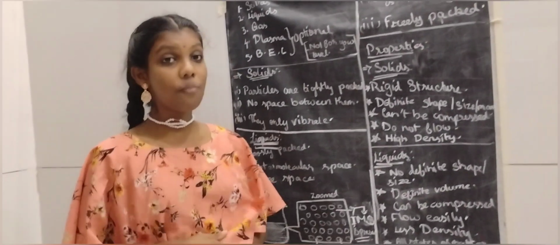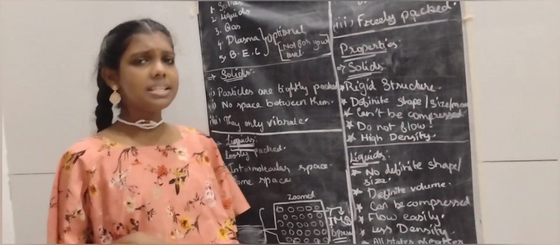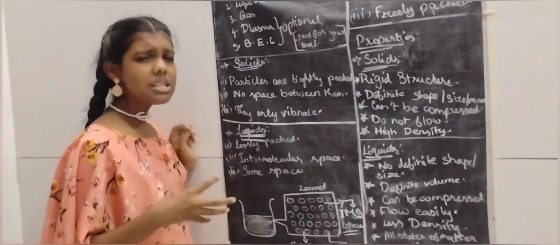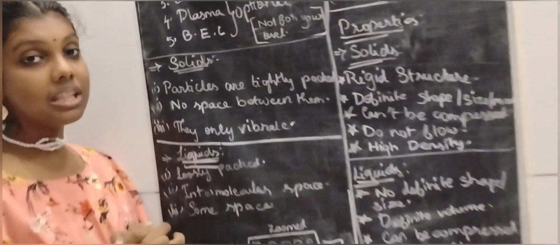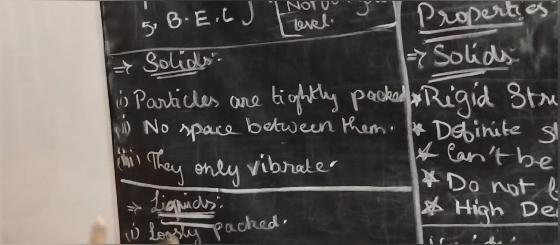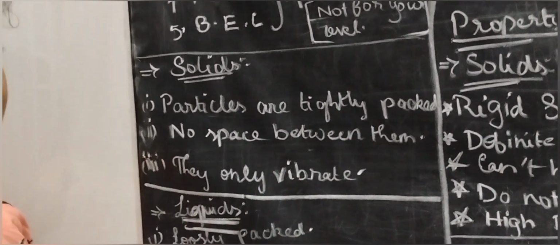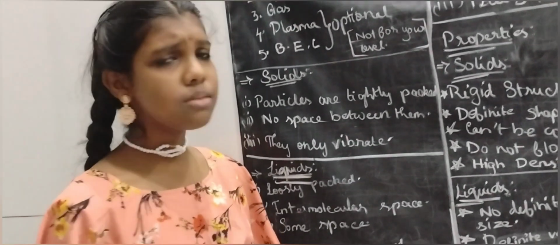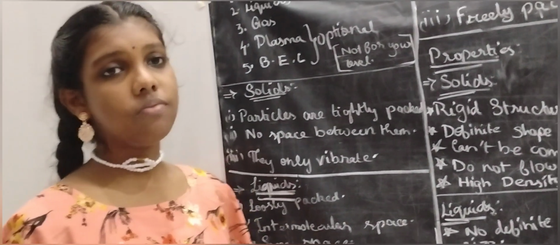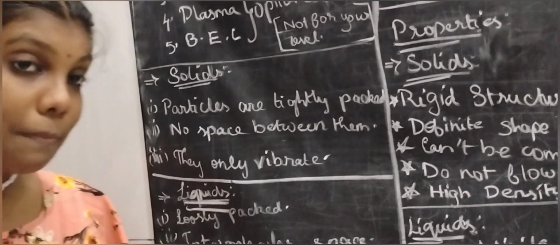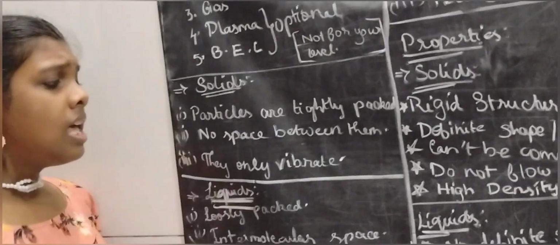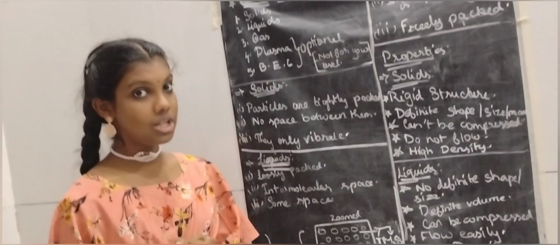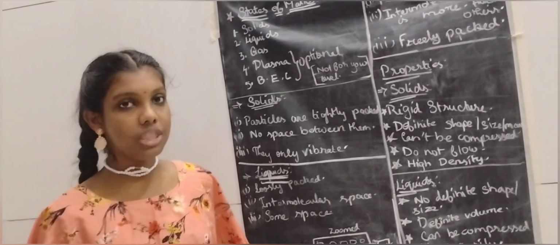So the first state of matter is solids. Let's see what a solid is and what it has. In solids, the particles are very tightly packed to each other. I hope you all learnt about it in the previous classes. Also, solids don't have space between them. There is no space between them as they are tightly packed. Now, solids only vibrate. The only thing they do is vibration. They vibrate to pass on the energy.